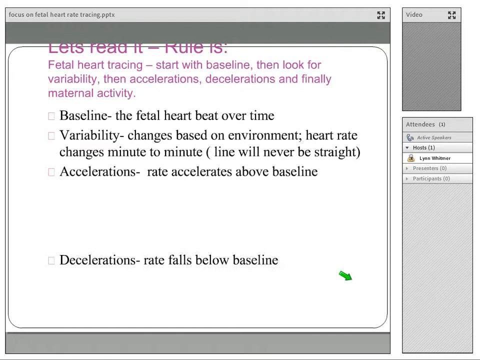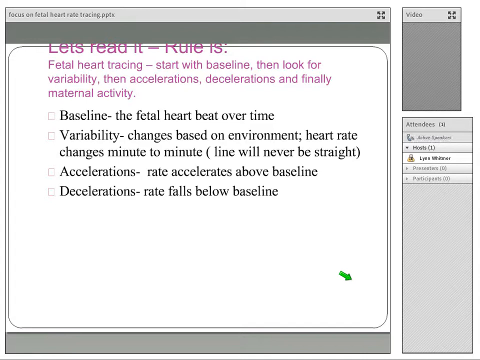Decelerations could be good or bad. I shouldn't say good, but not bad necessarily. So decelerations are either very bad or just bears watching. And there are different kinds of decelerations, again, which we will mention when we get to decelerations to talk in depth. It's when it falls below the baseline. We're going to talk about them right here.